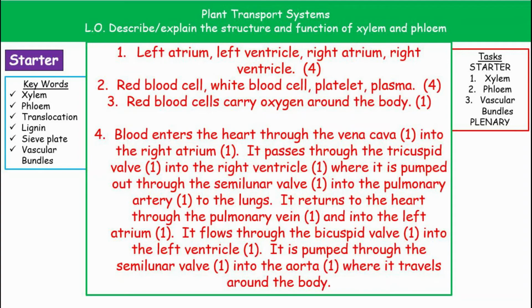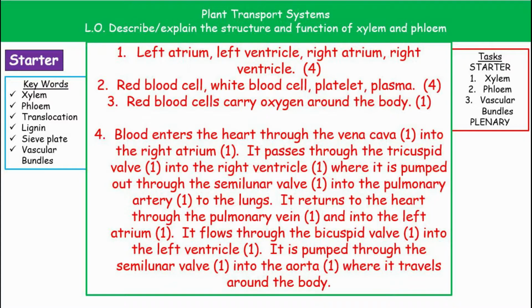Okay, let's mark those answers then. So for question one, the four chambers in the heart, you get a mark for each of these you've got right. The left atrium, left ventricle, right atrium, and right ventricle. For the four components of the blood, again, a mark for each of these that you've got. The red blood cell, white blood cell, platelet, and plasma. The function of the red blood cells is to carry oxygen around the body, one mark if you got that.